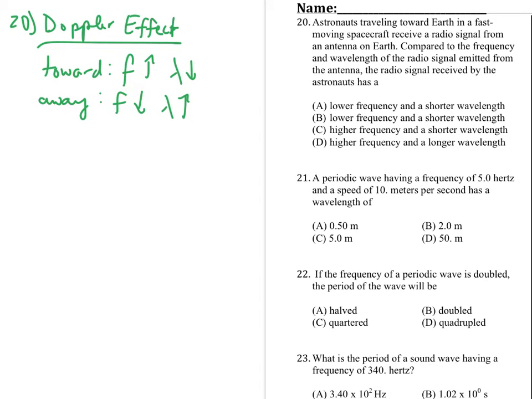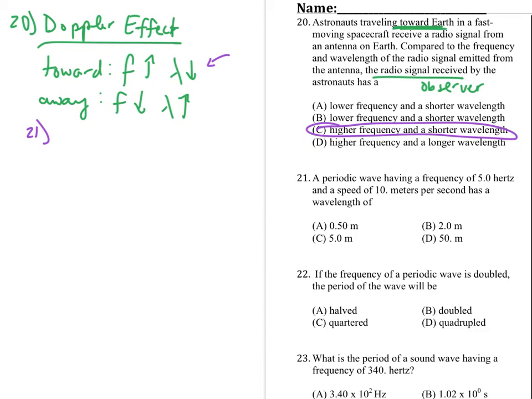Alright, in this case, number 20, it's traveling towards Earth. So compared to the frequency emitted by the antenna, the received signal, so the observer is the receiver. So the observer is going to have a frequency that is higher because we're going towards. It's going to be higher frequency and shorter wavelength. There we go.